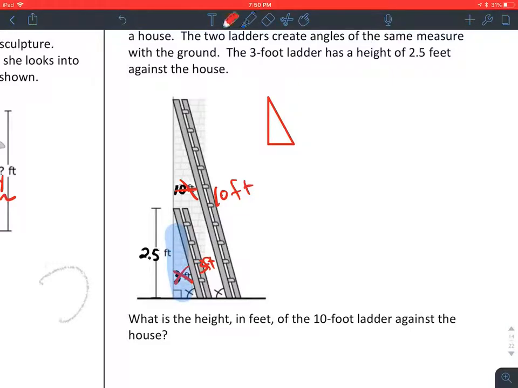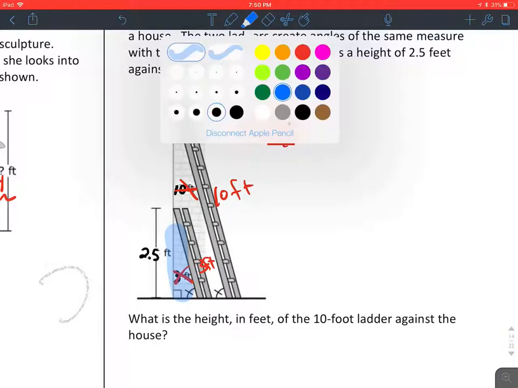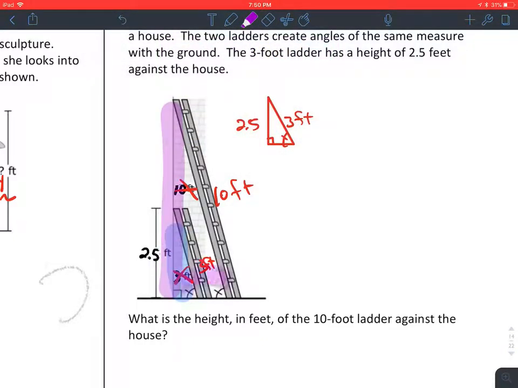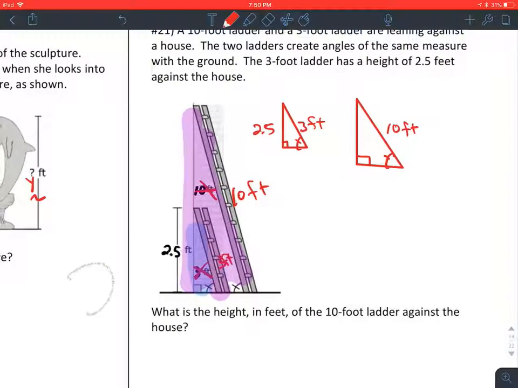That is this triangle here. We have a height of 2.5, a 90 degree angle, and a 1 arc, and that's 3 feet is the hypotenuse. Then we have this large triangle here. It has a 90 degree angle as well, and a 1 arc. The length of that ladder is 10 feet.